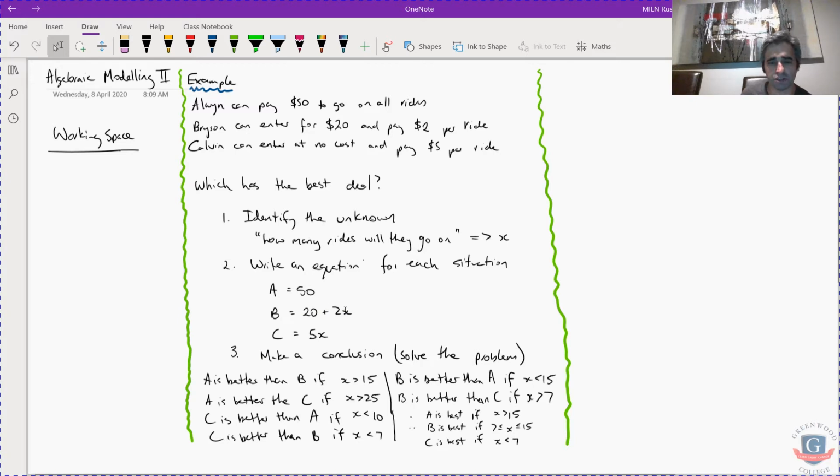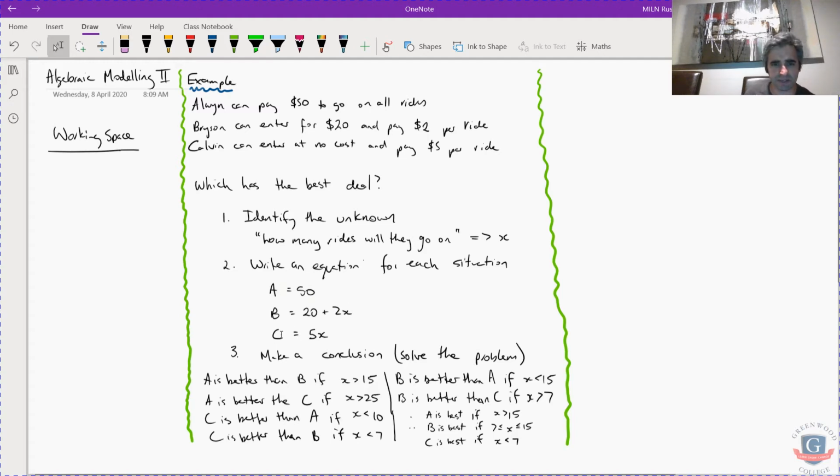Well, if it only goes on one ride, B will be charged $22, but A would be charged 50. So B is significantly better. But we're looking at when A becomes better than B. So that would be when, for the same number of rides, B costs more. So 20 plus 30 would be 50. So for this to be 30, X would have to be 15. So after 15 rides, A becomes better because it would have cost more under the Bryson formula.